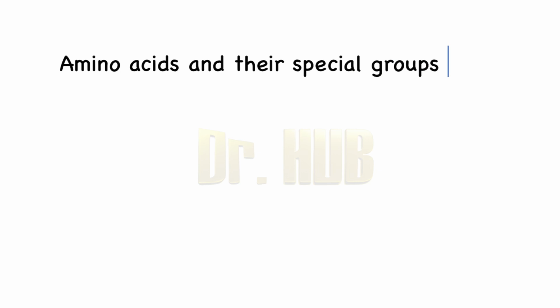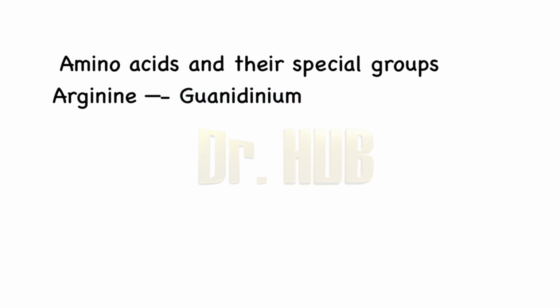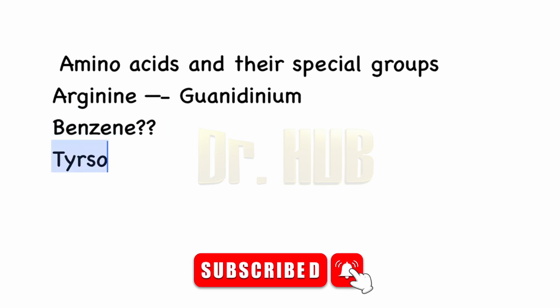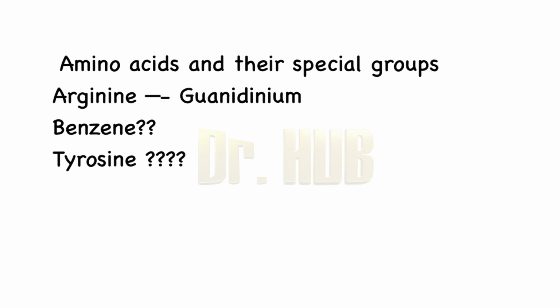Let's look into the amino acids and their special groups. So this involves arginine. What is arginine? Arginine is nothing but the guanidinium. So for arginine, the special group is a guanidinium. Then there is phenylalanine. Phenylalanine is the benzene. So benzene is for phenylalanine. Then comes tyrosine. Tyrosine is for the phenol.